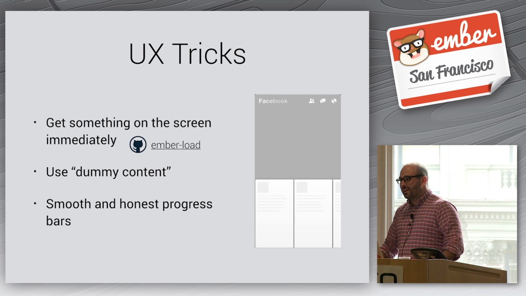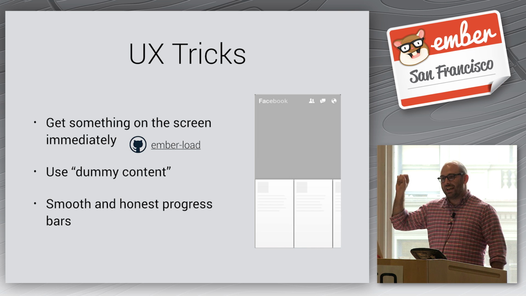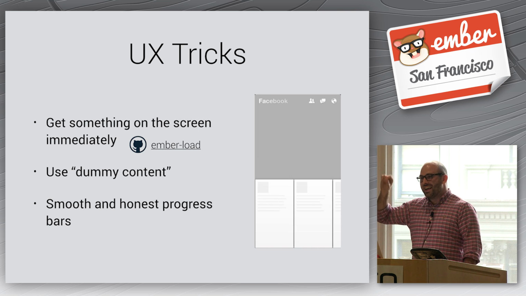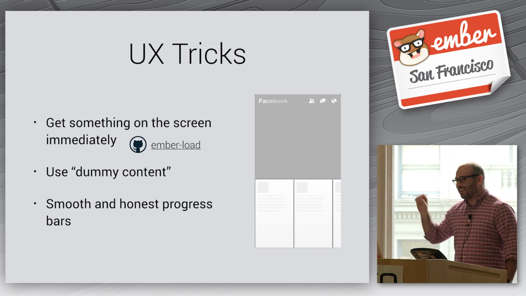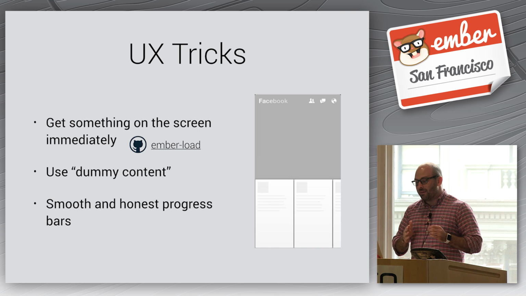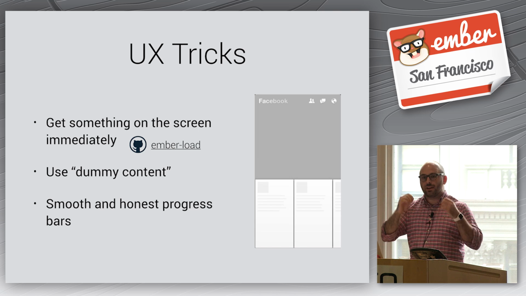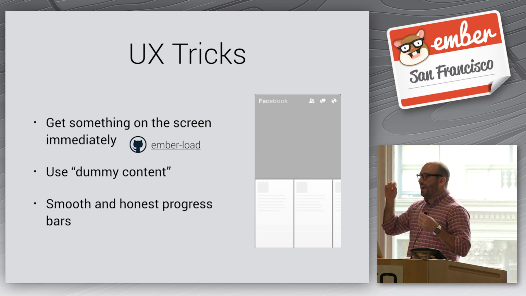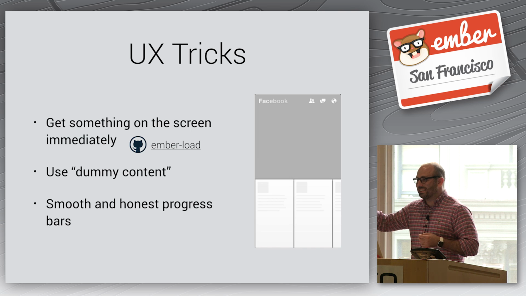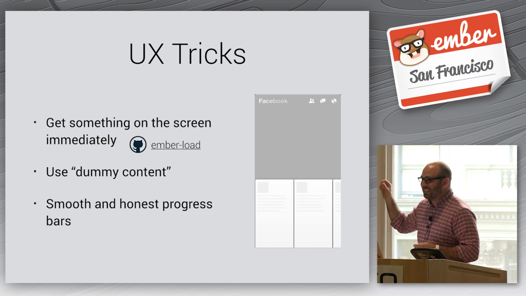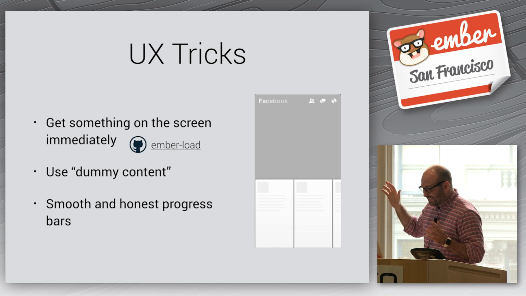Honest means don't get to 90% and then stall. Yeah. And how frustrating is that, right? You want something that the user feels like the app's working, there's steady work going on, and it actually completes when it says it's going to complete, and it doesn't lie and say it's going to take 3 seconds and it takes 30.